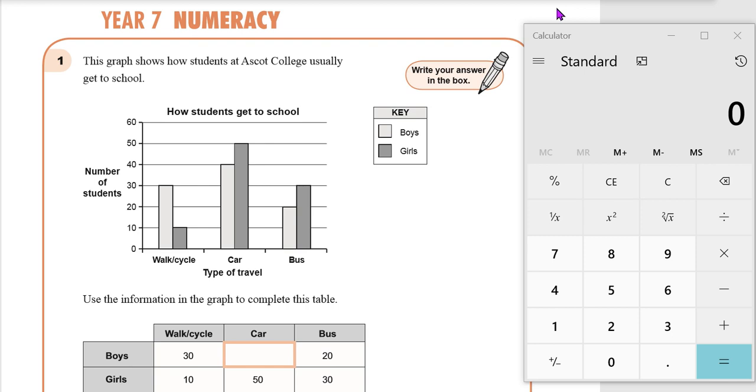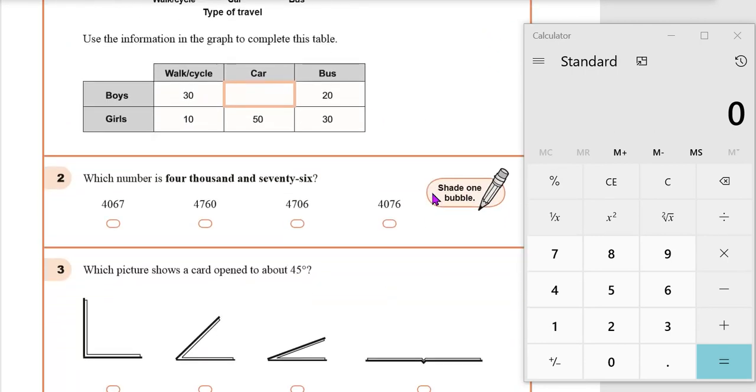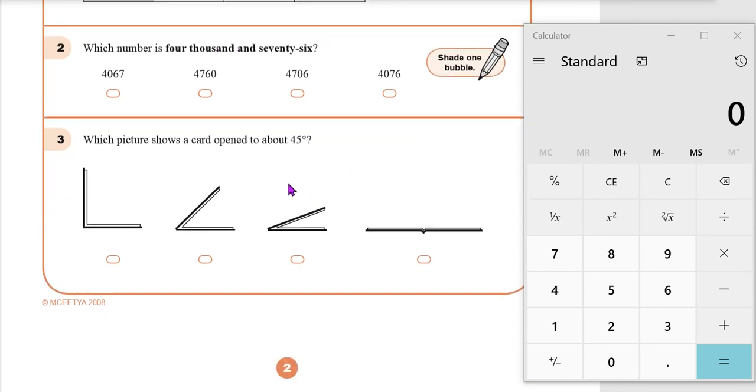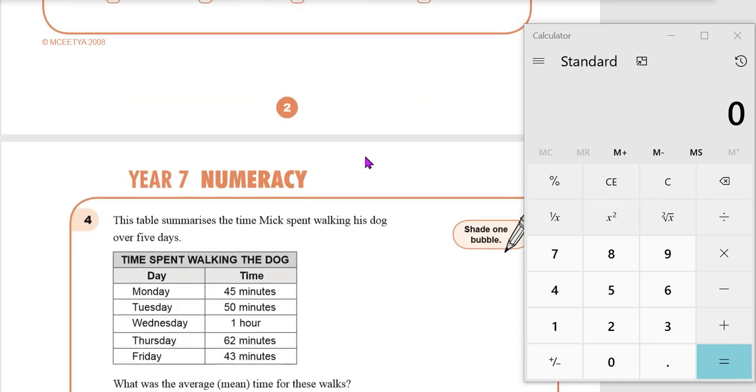G'day everyone, I'm just going to go through the 2008 NAPLAN Year 7 Numeracy test, the with calculator section. I'd already done this previously, but now I'll actually be using a calculator that we can see here on the side. So, the first question doesn't need a calculator. You just need to read the column graph. The second, you just need to read a number. The third, it's just all visual.